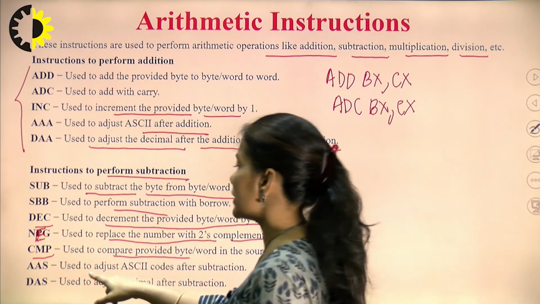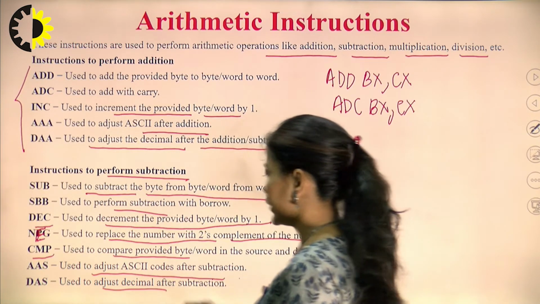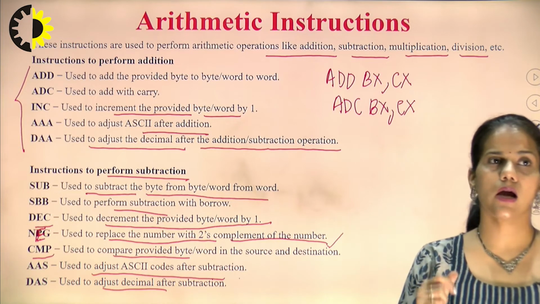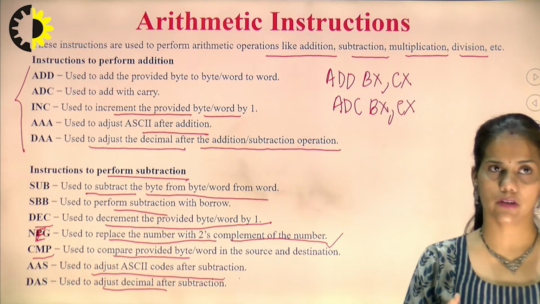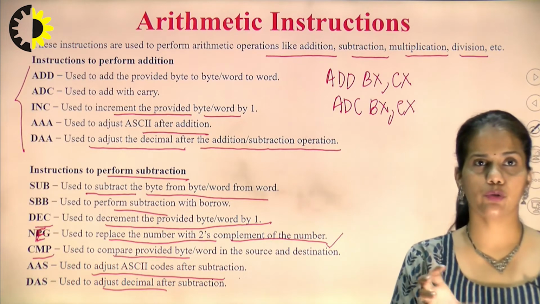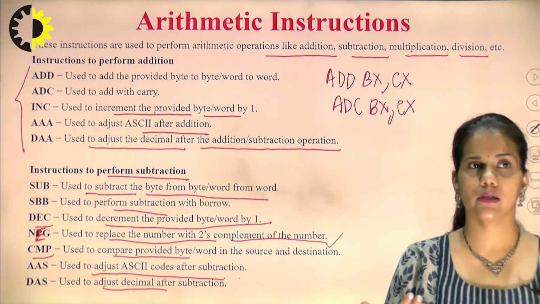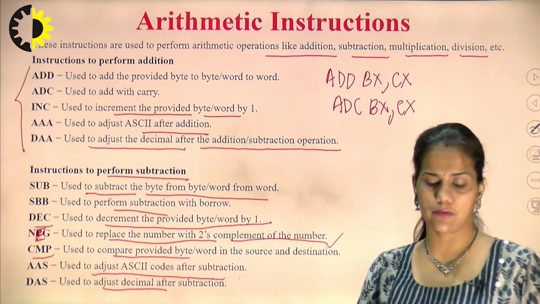AAS, that is ASCII adjust after subtraction, and DAS is decimal adjust after subtraction. So these two instructions are the add-on to the subtraction instruction, and after the subtraction is performed between the two operands, then these two instructions will give the result in the perfect ASCII representation or the BCD representation.